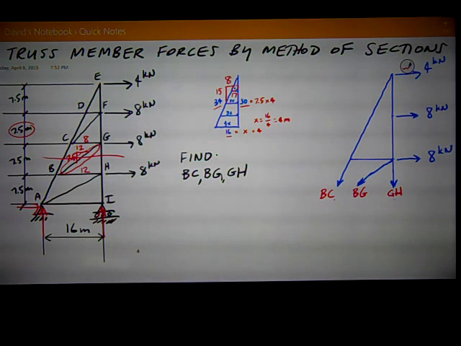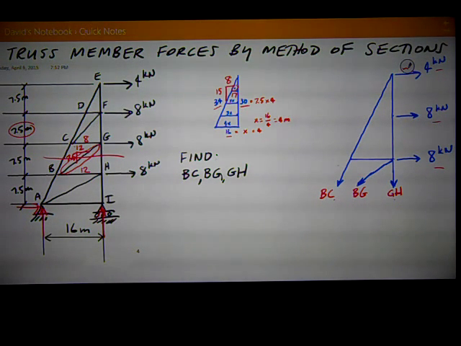And I only need to consider these 3 forces, 4 kilonewtons, 8 kilonewtons, and 8 kilonewtons, because that's all that's acting on that section of the truss. The whole thing's got to be in equilibrium, and these 3 member forces, BC, BG, and GH, keep it in equilibrium. So now I just need the geometry of these members.